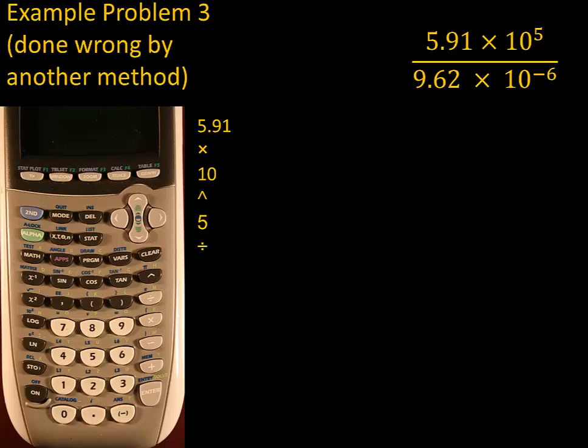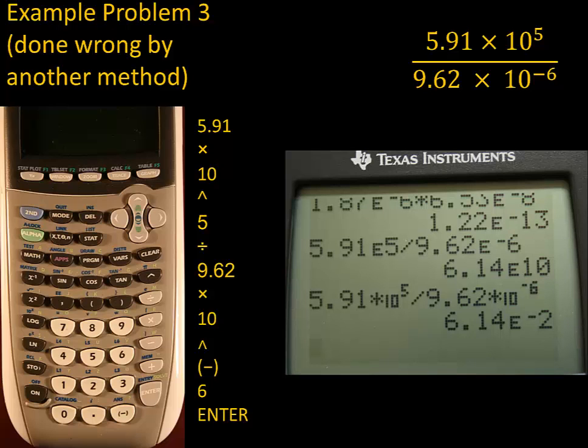Divided by 9.62 times 10 caret. Now we've got a minus sign in this denominator, so I use that minus sign wrapped in parentheses. And 6 was the exponent. Enter. And the result is, it looks just like that previous one actually. Should we expect the answer to be any different? We get the same wrong answer that we did last time.